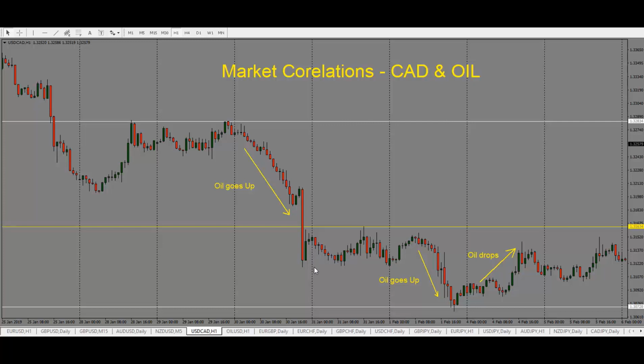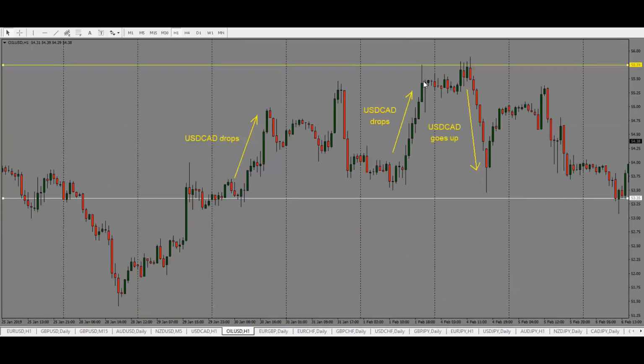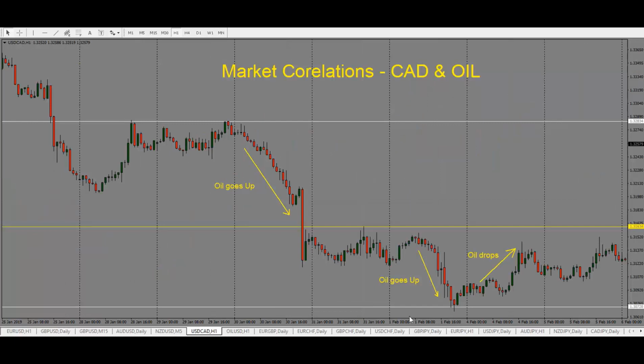And let's take a look at another example. So here we are on February 1st. So if we go take a look at oil, we see February 1st here, price of oil goes up. So as price of oil goes up, we should see dollar CAD drop. So let's go on to dollar CAD chart now. So we see February 1st here, as oil was going up, dollar CAD drops here. So we see dollar CAD coming down, which means Canadian dollar is getting more expensive. That's why dollar CAD is dropping.